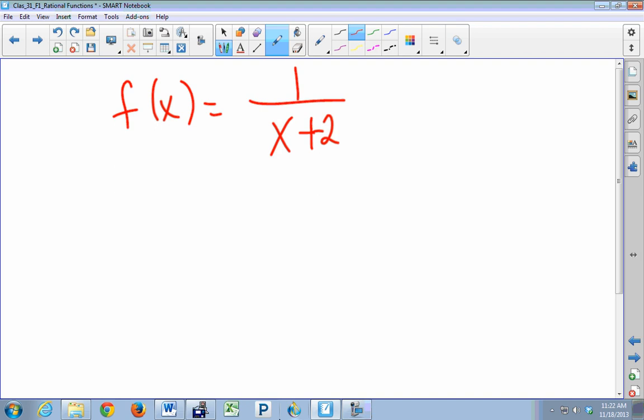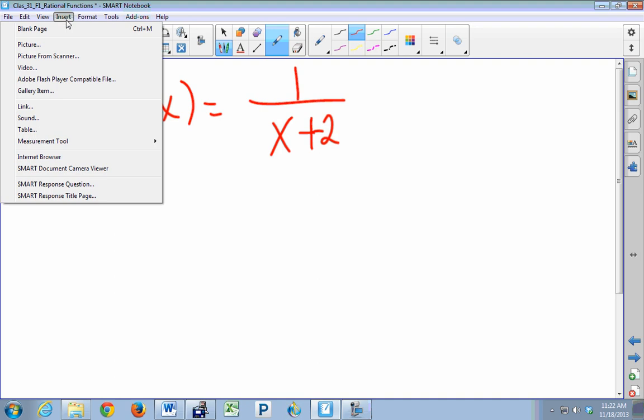Why not, Adam? Right. Remember those 3 days we spent on transformations? The reason we put so much time into transformations is so that we wouldn't have to plot all these x values and then all the corresponding outputs, the y values. We learned that if we know what the parent function looks like, we know what this function looks like.